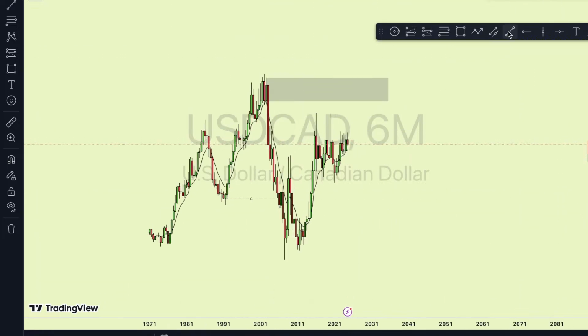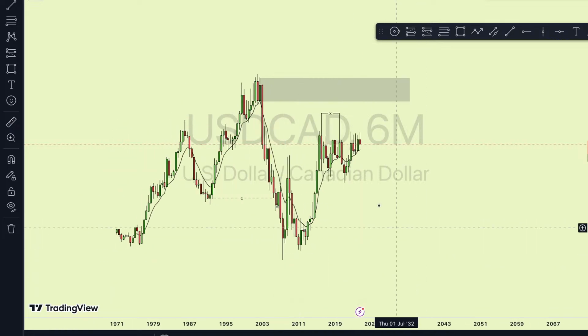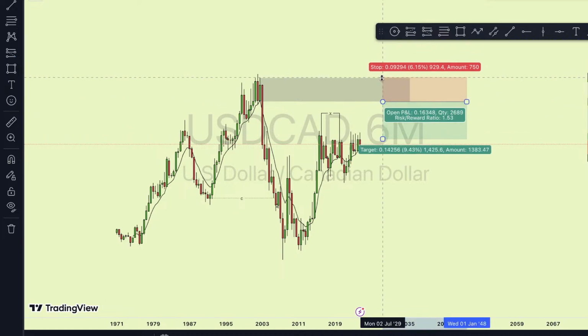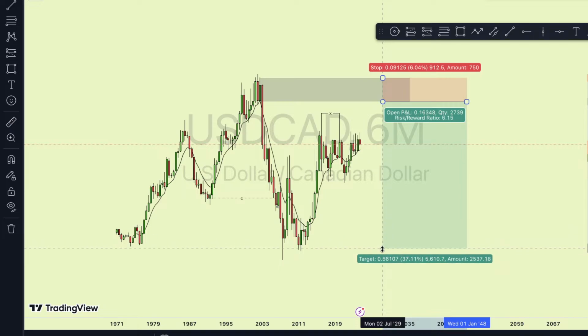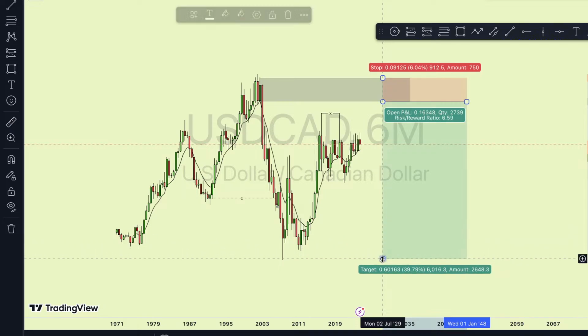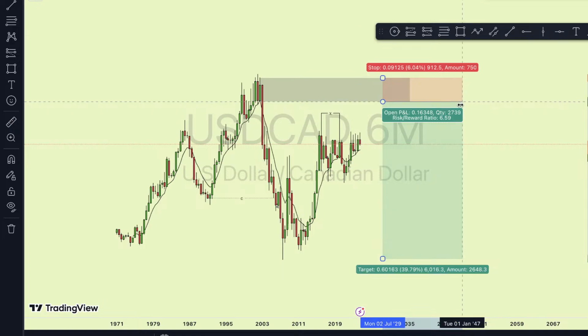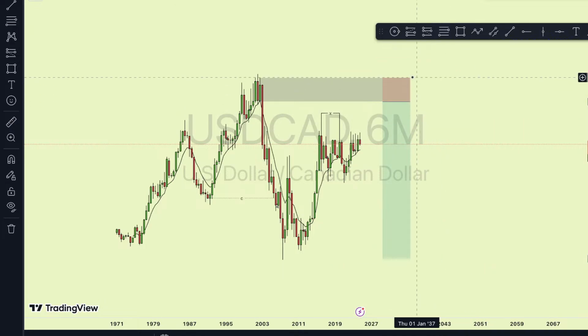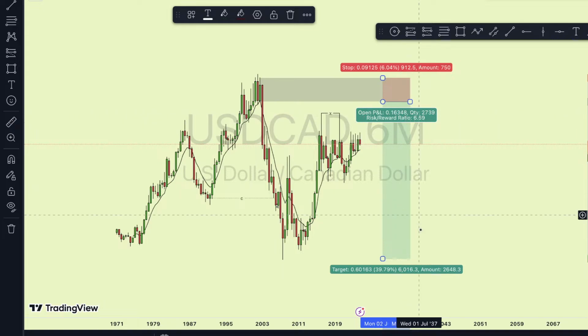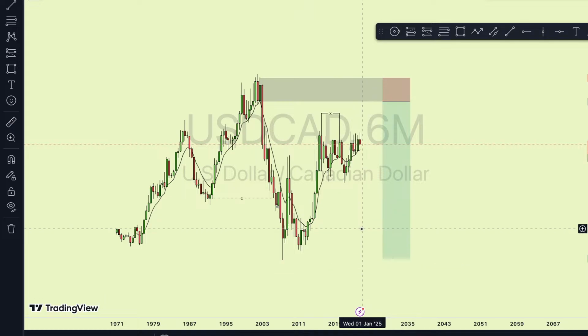So I would wait for a sweep of these equal highs here. I would wait for a sweep of liquidity there, and then a pull in there, and then target these lows right here. So this is a 912 pip stop loss. This is a 6,000 pip take profit. So this should be a humongous trade. Huge trade.